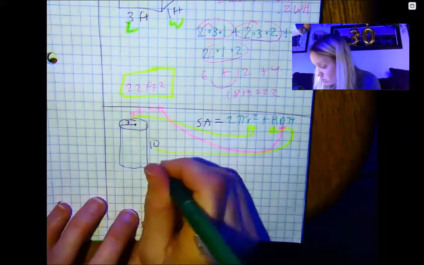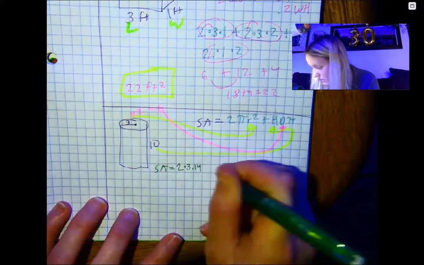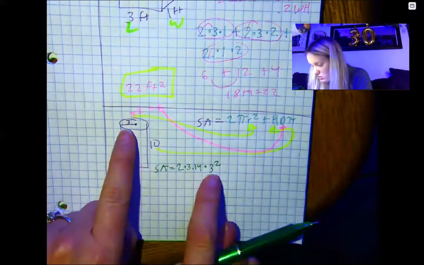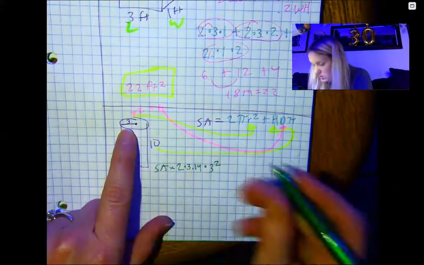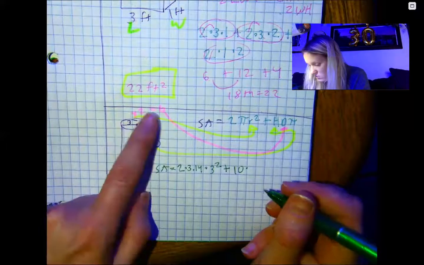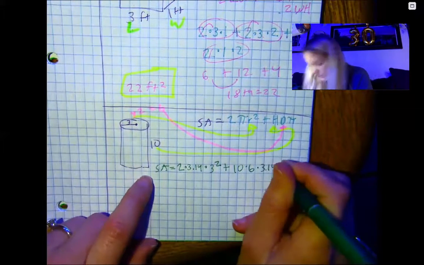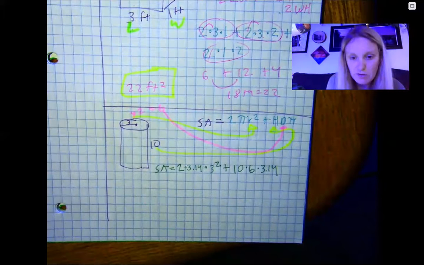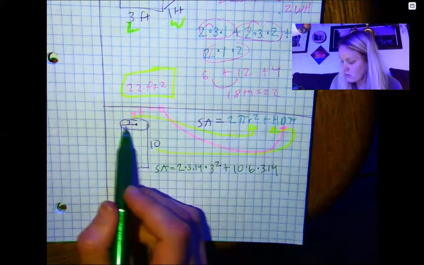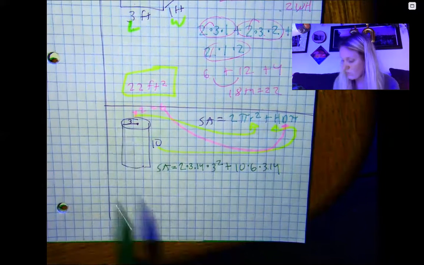This one I'm going to go really slow for you guys. So 2 times pi, which is 3.14, times the radius squared. All I'm doing is substituting. So 2 circles plus the height times the diameter. If the radius is 3, the diameter is 6, times pi, which is 3.14. So now there's no more letters, it's all numbers. I did 2 times pi r squared for the 2 circles, and then this makes the rectangle of the height times the circumference.